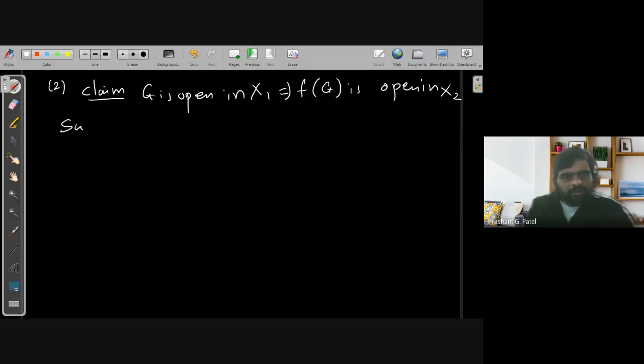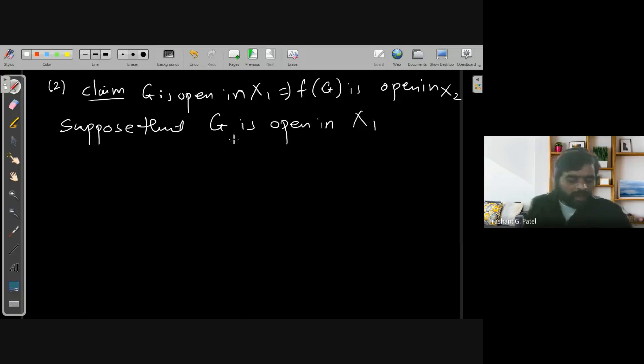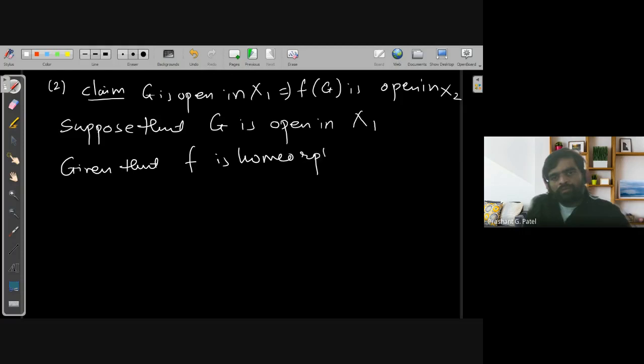I will start with, suppose that G is open in X1. Given that F is a homeomorphism, that means F inverse is continuous. Given that F is a homeomorphism, therefore F inverse is continuous from X2 to X1.